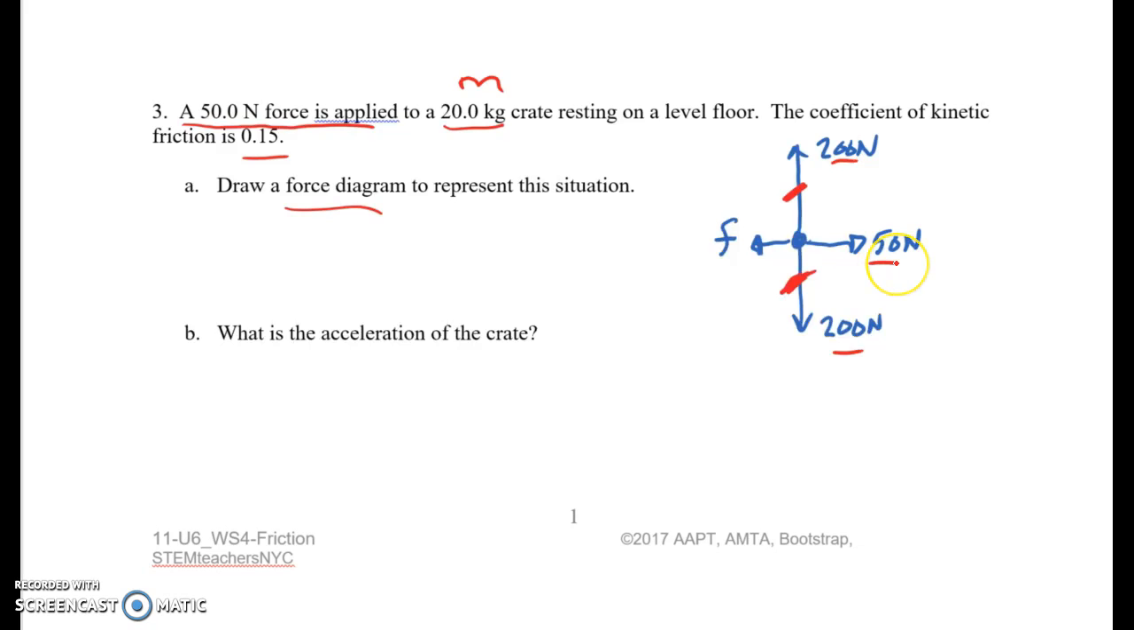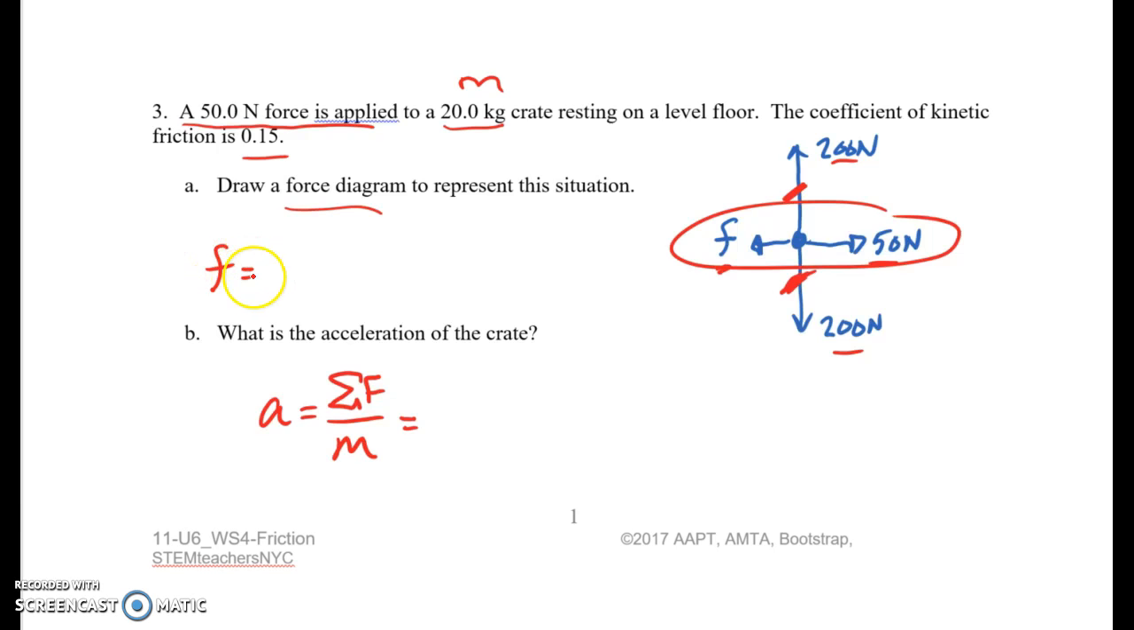It says a 50 newton force is applied, and we know there's friction because it mentions friction. There's the force diagram. The acceleration is going to be equal to, well, if we have forces, we're going to use Newton's second law to get the forces, and we're not going to be able to get the net force unless we figure out friction. So let's do that first. Friction equals mu times normal force. Mu is 0.15. The normal force is 200 newtons. So that equals 30 newtons is the friction force.